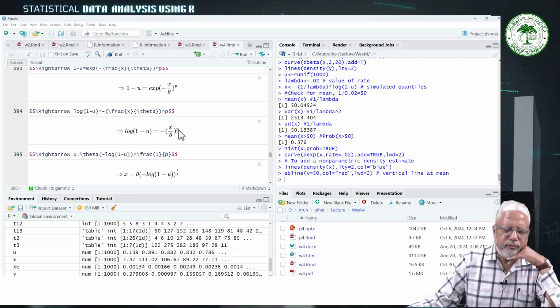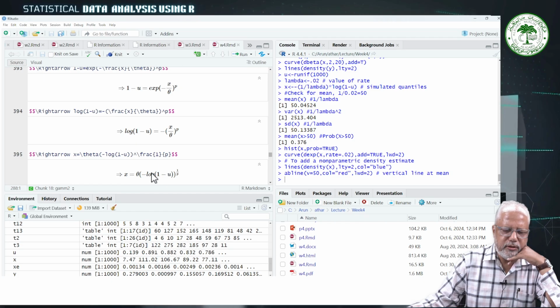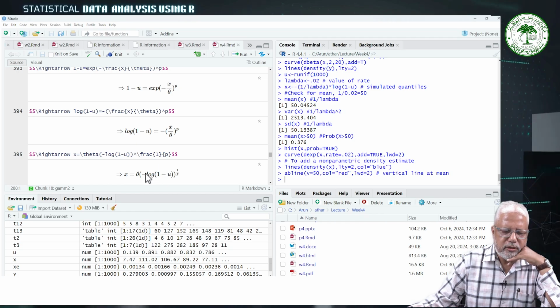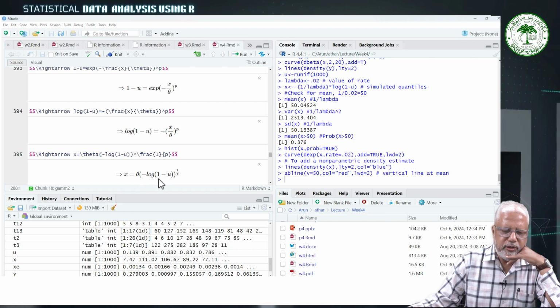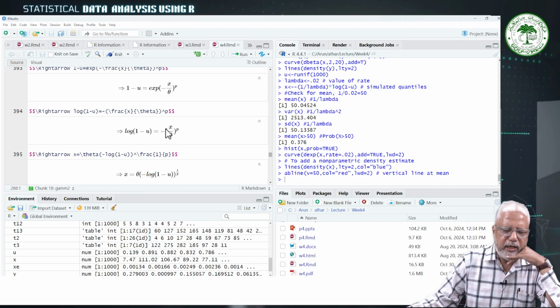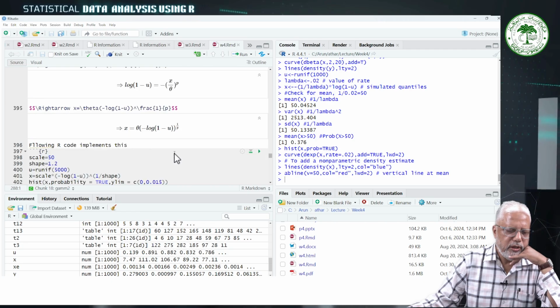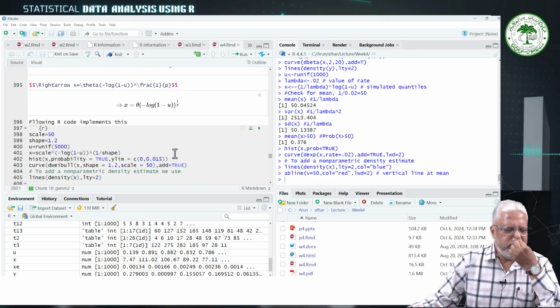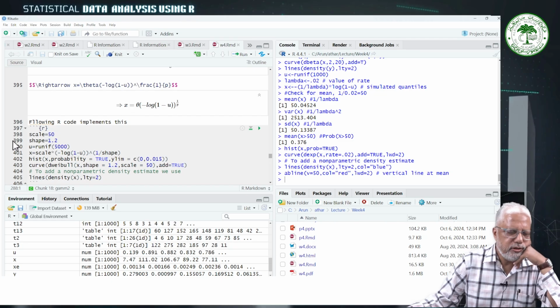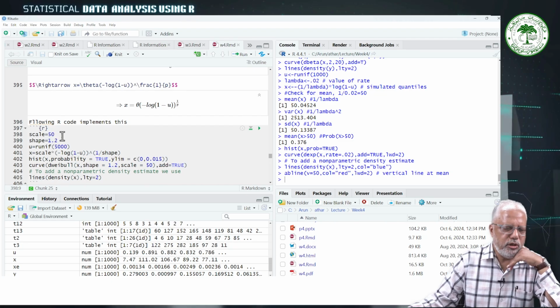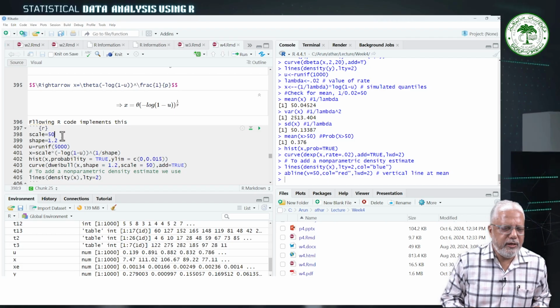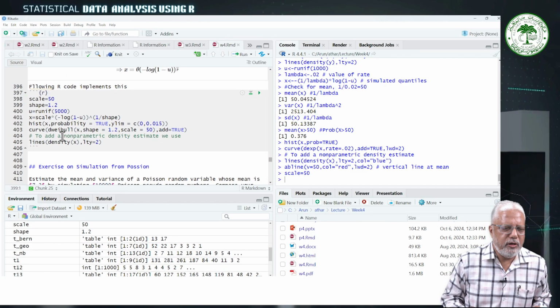So first we transfer this to this side, so it will be (minus log of 1 minus u) whole raised to the power 1 by p, and then we transfer this to this side, so this will be theta. So x is equal to scale into (minus log of 1 minus u) whole raised to the power 1 by p. Here we are going to have a command to implement this. See, x is equal to scale; scale we are specifying as 50, shape we are specifying as 1.2.